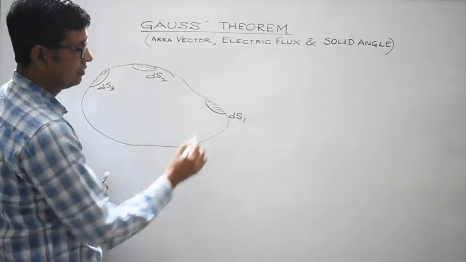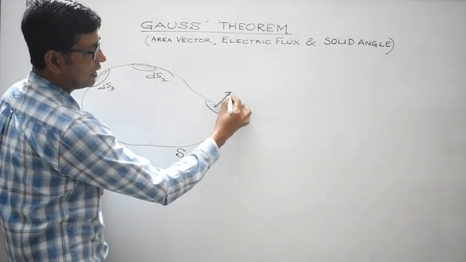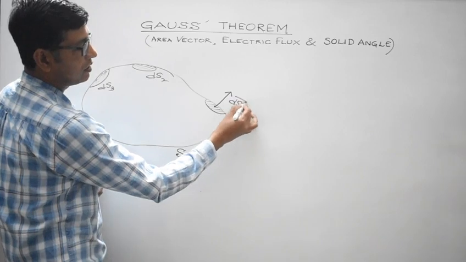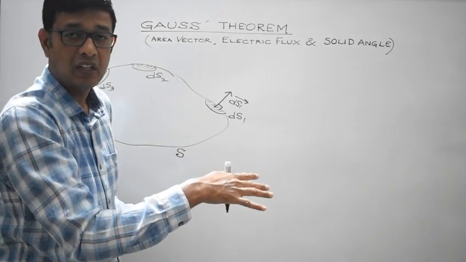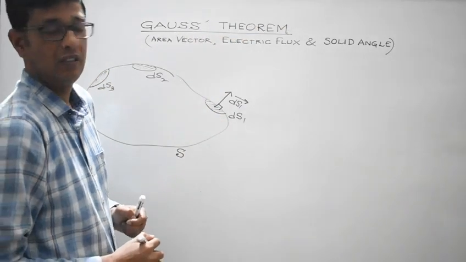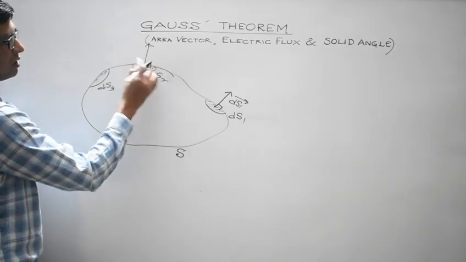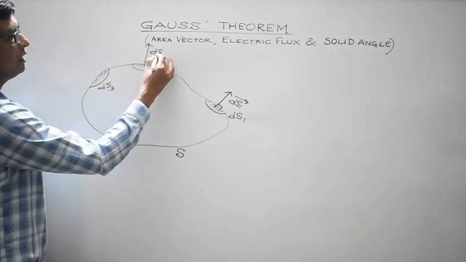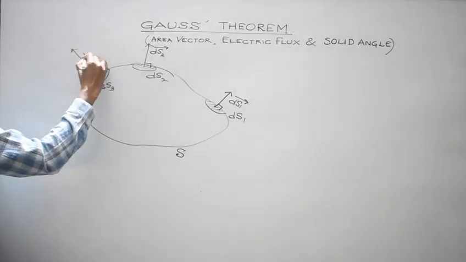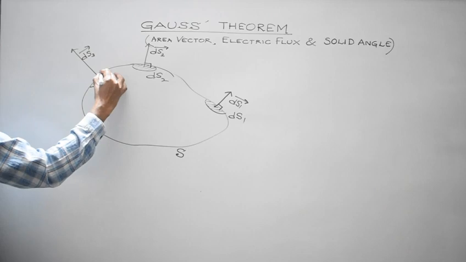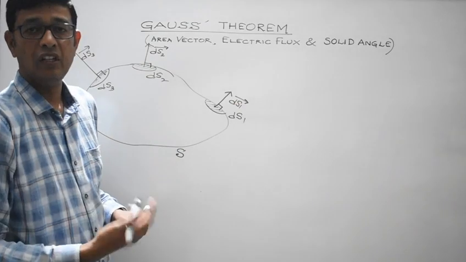Now area vector at a point will be represented by drawing a vector in the outward direction. This is the area vector. Point to be noted is that it should be perpendicular to the surface which it represents and should be directed in the outward direction. Over here, the area vector would be like this, perpendicular to the surface which it represents and directed in the outward direction. Here the area vector would be like this, ds3. It's represented by an arrow which is in the outward direction and perpendicular to the surface which it represents.